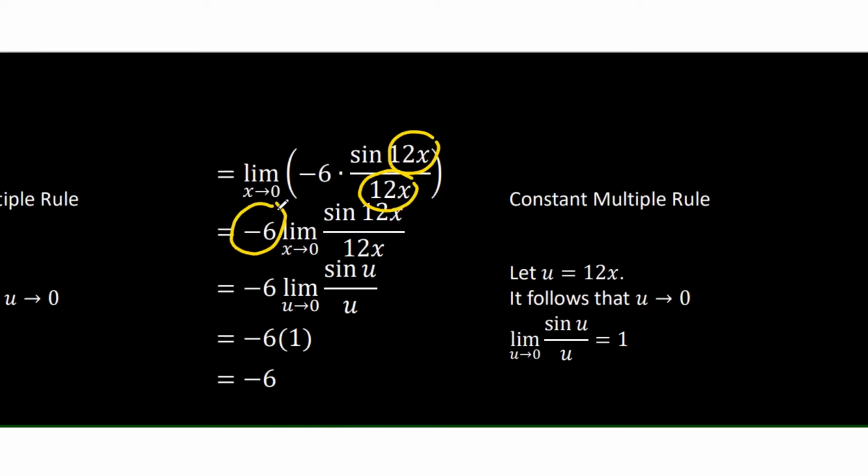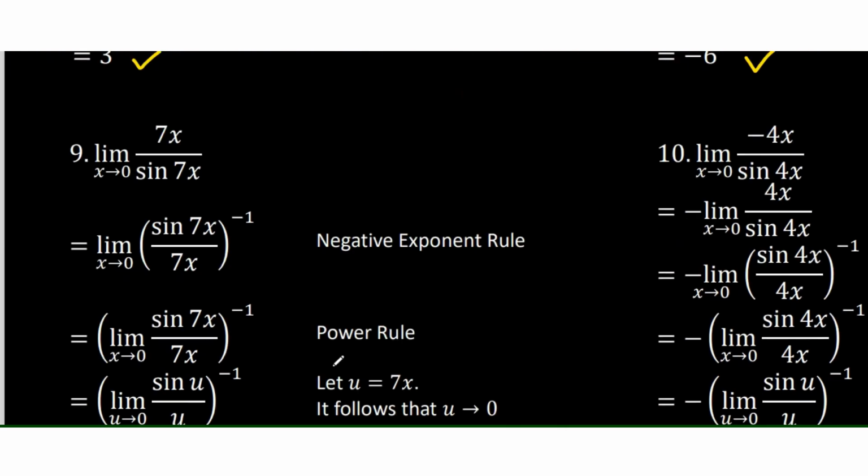Separate negative 6 by constant multiple rule. Now simplify or evaluate sine u over u, where u is 12x. So that is 1. So the limit is negative 6.